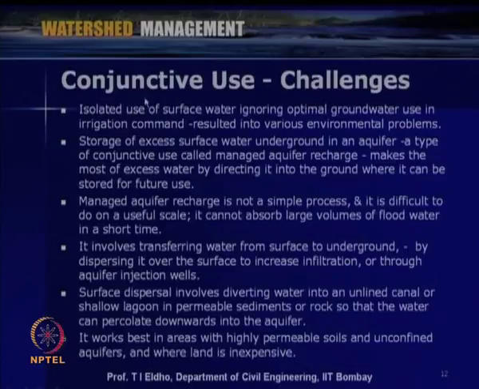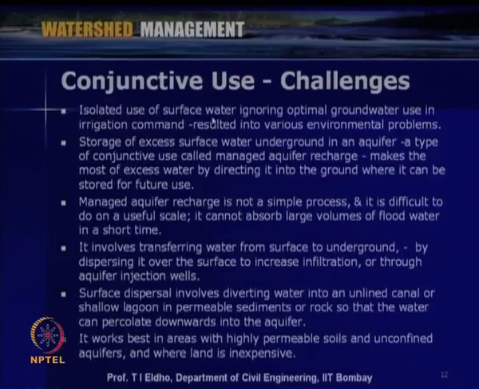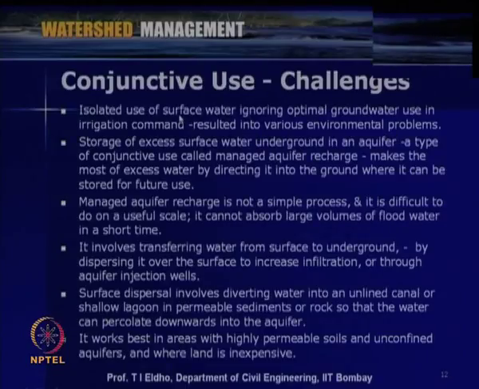Now, based upon this discussion, let us see the important challenges as far as conjunctive use is concerned. Some of these issues are listed here. Isolated use of surface water, ignoring optimal groundwater use in an irrigation command, may result in various environmental problems. So we have to go for an appropriate plan for conjunctive use. Then there is storage of excess surface water underground in an aquifer, called managed aquifer recharge. This makes the most of the excess water by directing it into the groundwater. So we have to develop an appropriate system as far as recharge is concerned.